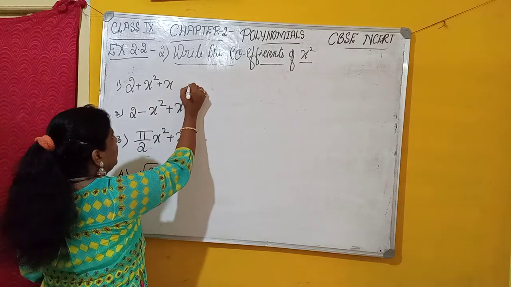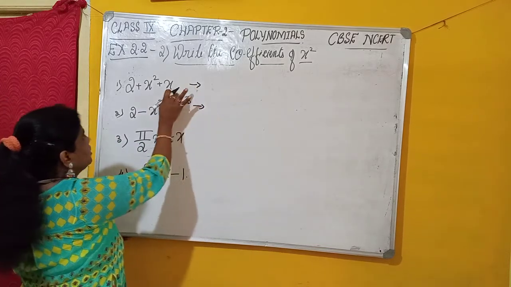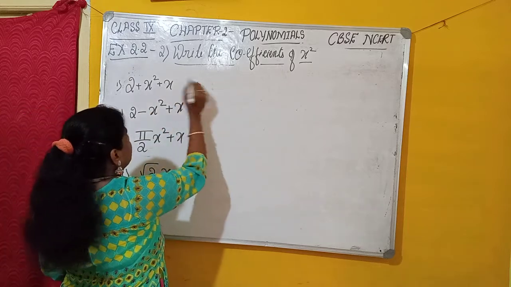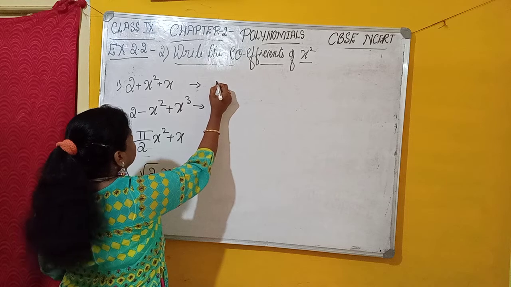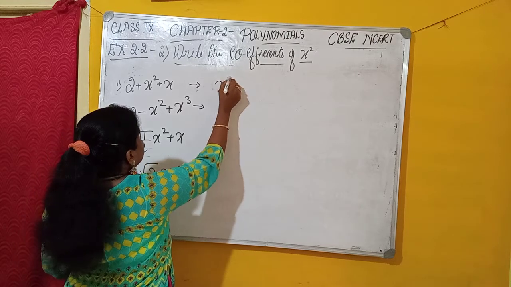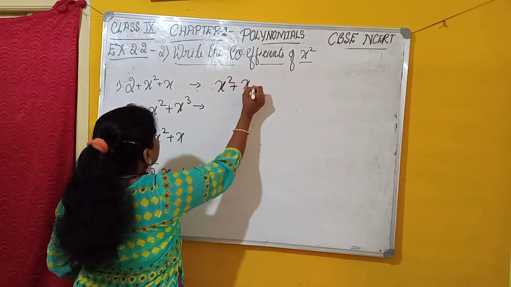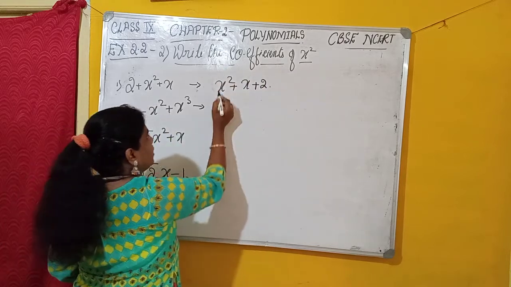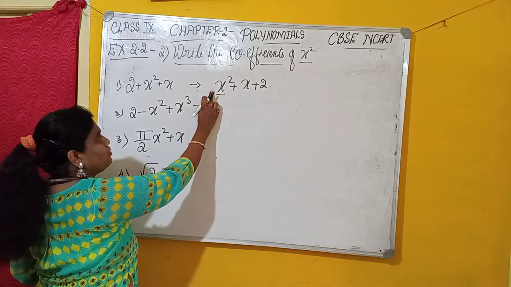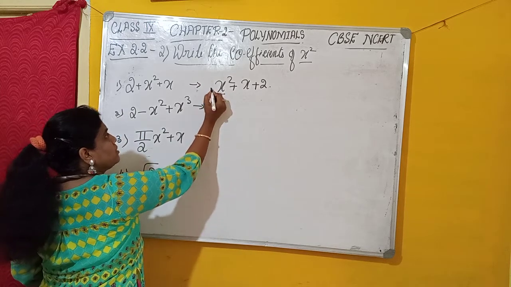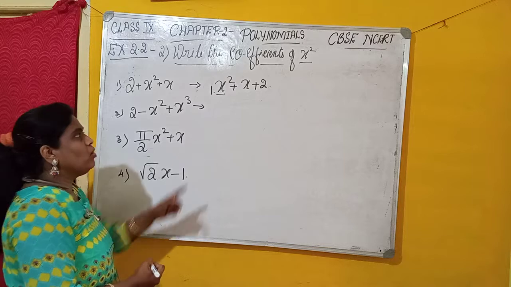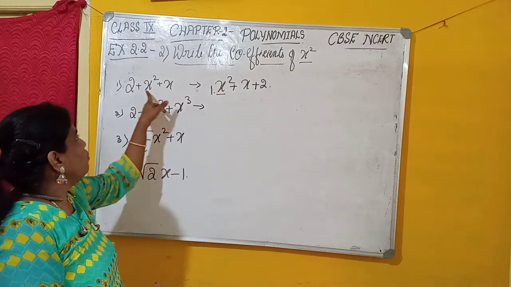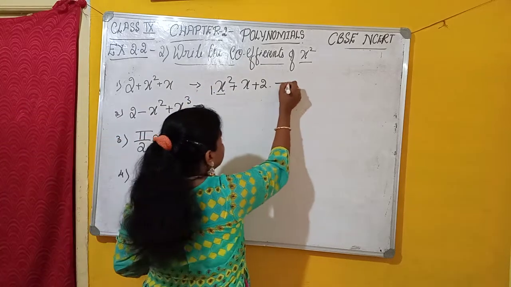Here we can write it in the standard form, in the descending order of their powers, exponents. That is x square plus x plus 2. Let us check the coefficient of x square. Here x square is there. The coefficient of x square, nothing is there, means there is a 1. The constant along with that x square is 1. Therefore, the coefficient of x square is 1.